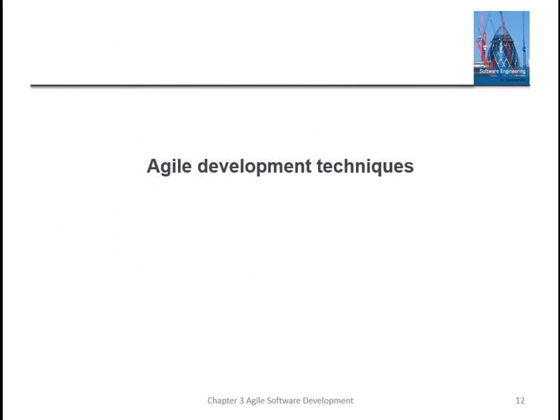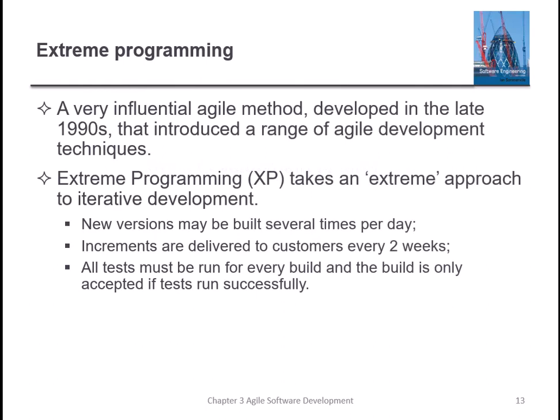Now come to discuss in detail agile development techniques. Different techniques are suggested, available in the literature. So now the first is extreme programming. We normally listen to this word extreme programming. So now I will brief you about extreme programming, a very influential agile method developed in the late 90s that introduced a range of development techniques.